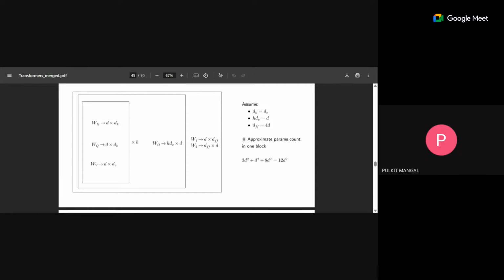Your dk is equal to dv, that is, the output of query and key is the same as the output of your value. You are dividing in equal dimension for each of your heads, so your head output dimension is nothing but d by h. And your hidden layer size is 4 times the input dimension size. Assuming that, only in that case this is correct. Otherwise you have to go through it again.